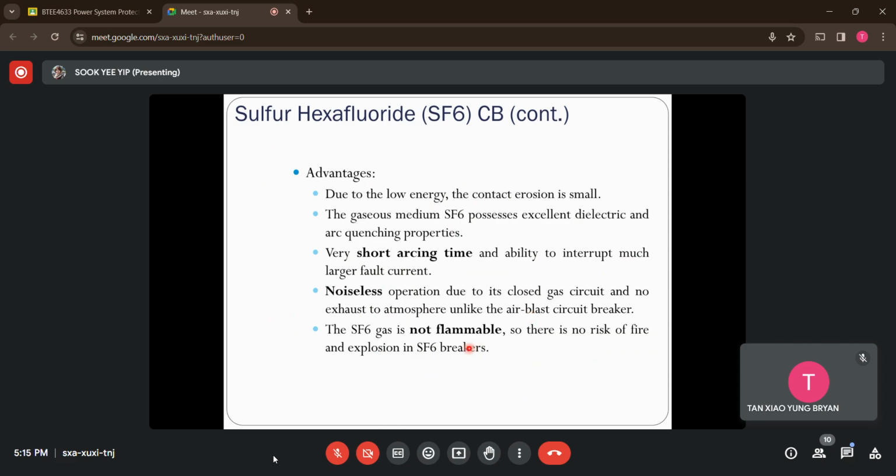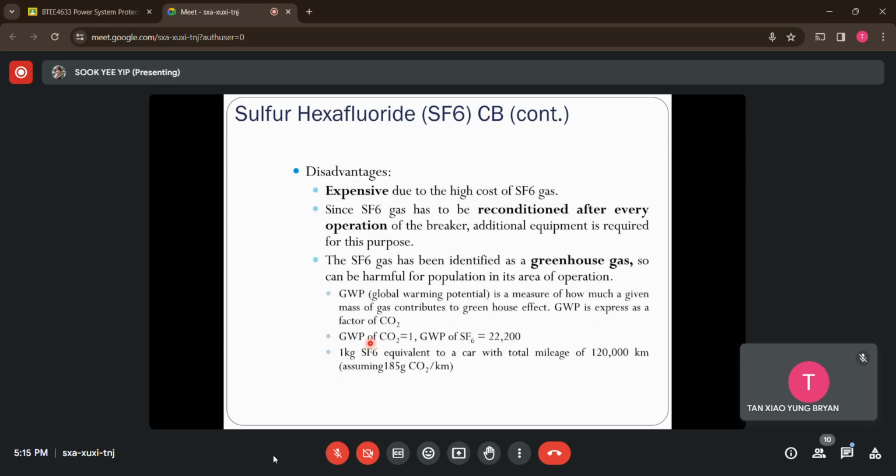And the last one here is comparing with the oil breakers. We know that SF6 gas is not flammable. So we can eliminate the risk of fire hazards, like the one we have for the oil breaker. This means that the SF6 gas circuit breaker can be applied for much higher voltage applications. Right, so here are all the advantages, but it has some problems as well. So let's move on to the next slide.